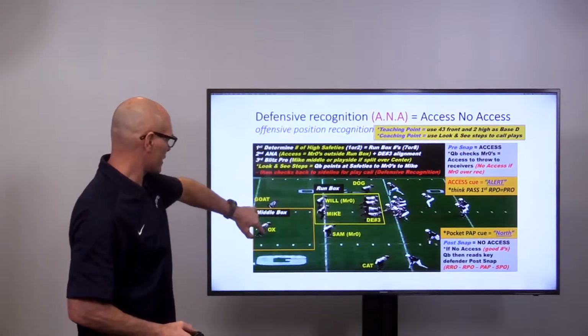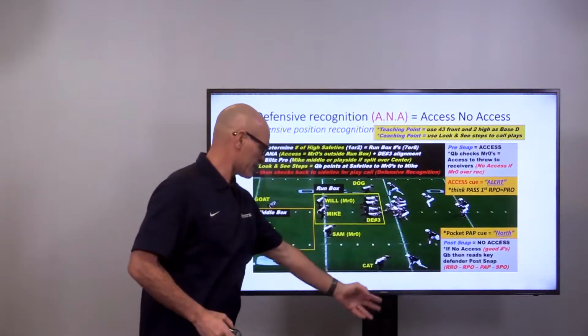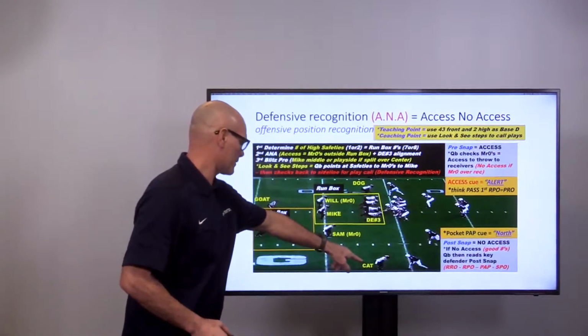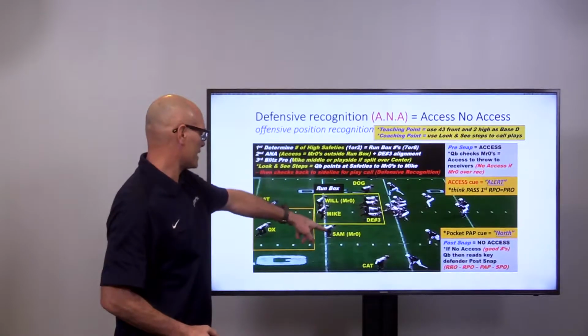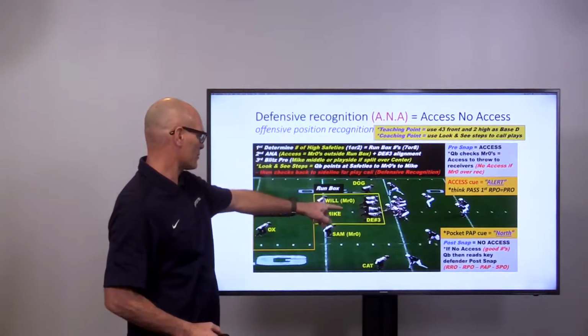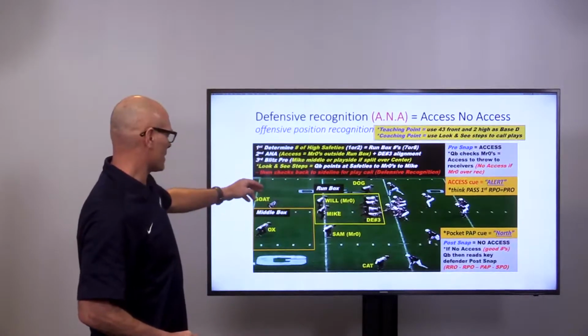So here's the 2 safeties. If the play side is to this direction, there's your ox and your cat play side. Again, the linebackers are split, so the Mike would be play side here. That makes him the Sam, obviously the Will. Dog on the backside, and then we have a goat.